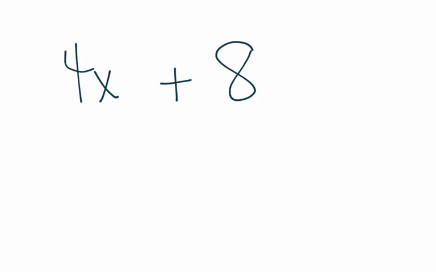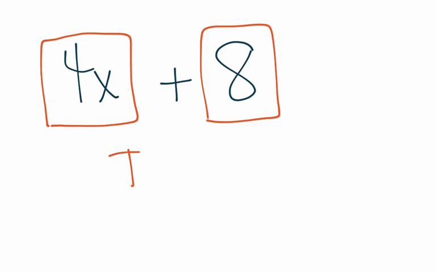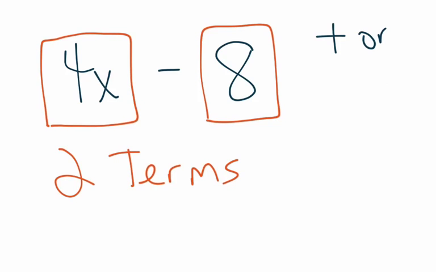So the parts of this is a term, and this is a term. So this expression has 2 terms. And you can tell because they're separated by a plus sign. They could also be separated by a minus sign, but they could not be separated by anything else. So either plus or minus separates terms.